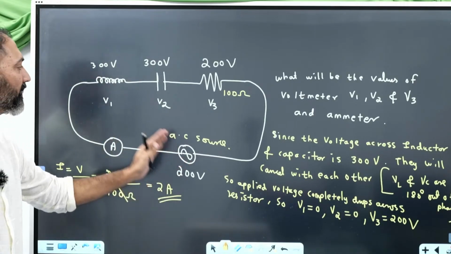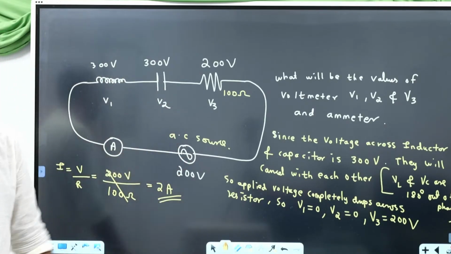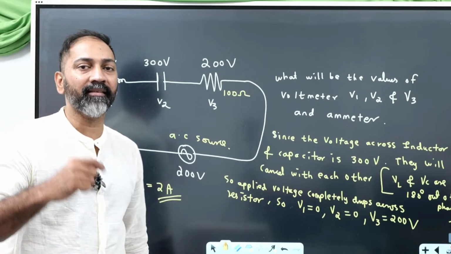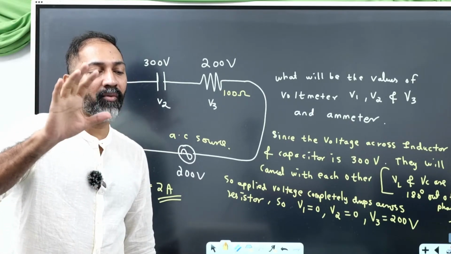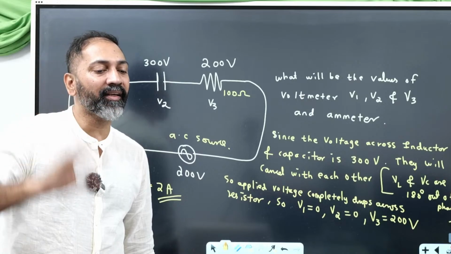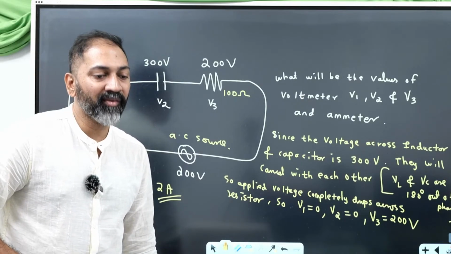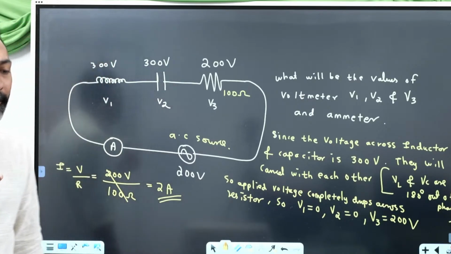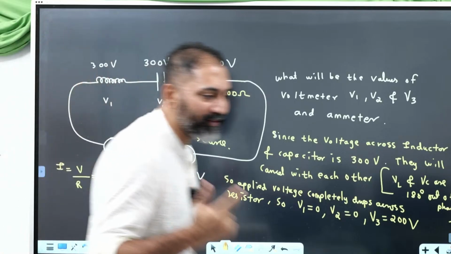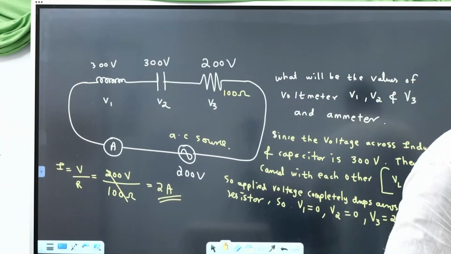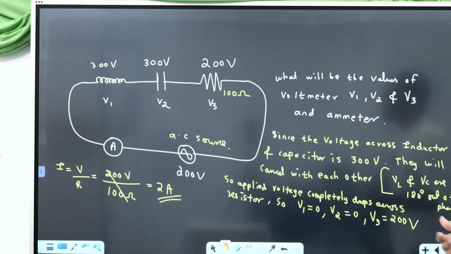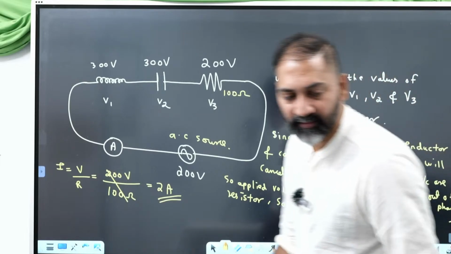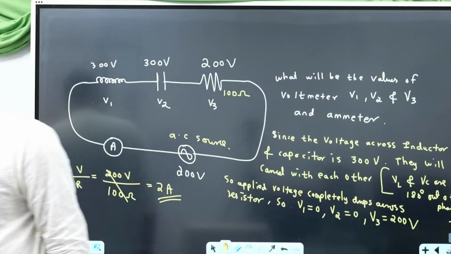In DC the circuit will have 200 only. There will not be any point which has more voltage. But in AC, the voltage will be varying at different instants of time. Because in AC there is a concept called peak voltage. Always remember that. So that is the reason why even though applied voltage is 200, the voltage across inductor and capacitor is 300. Any doubt?